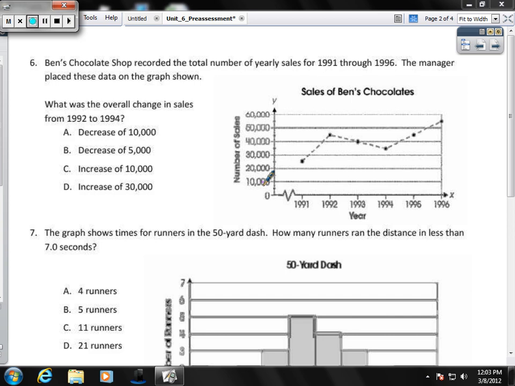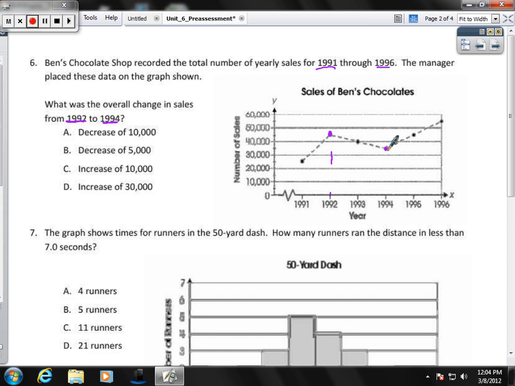Ben's Chocolate Shop recorded a total number of yearly sales from 1991 through 1996. The manager placed this data on a graph shown. What was the overall change in sales from 92 to 94? I would underline those on your actual test. Go into your data table, go to 1992 and go all the way up until you get to that point right there. And go over to 1994 and go all the way up until you get to that point right here. I don't care about any other piece of data.